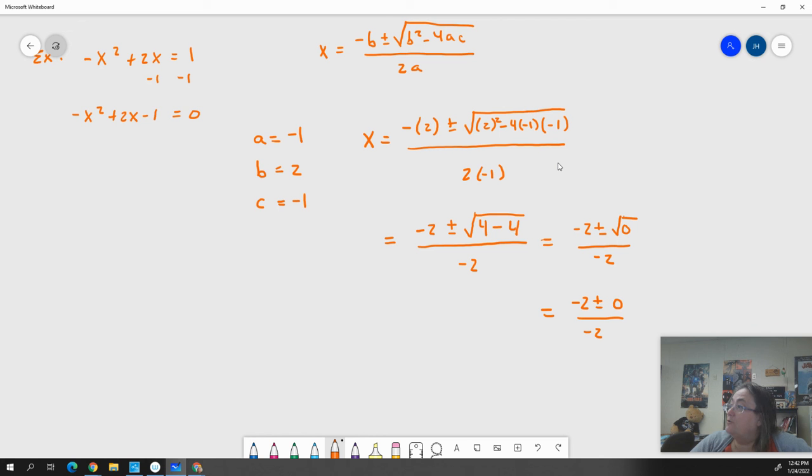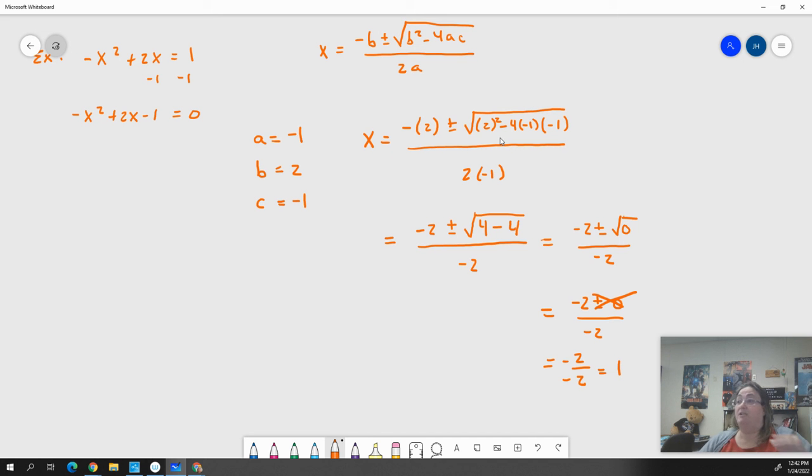So really, this just goes away, because whether I'm adding or subtracting 0, it makes no difference. That part goes away. And so I'm really just left with -2 over -2, which is just 1. Notice we only have one solution this time. We have x equals 1.